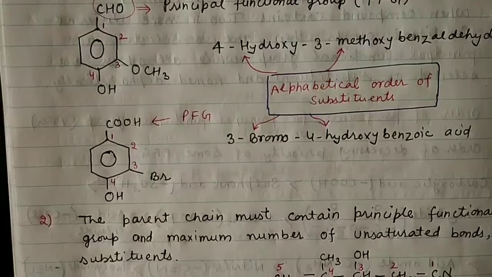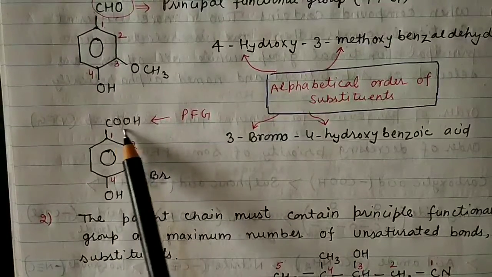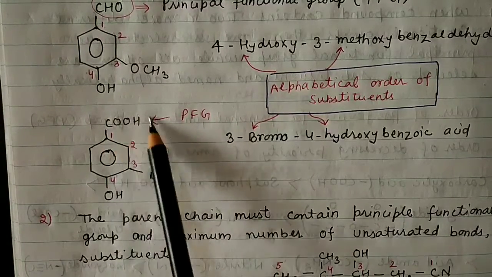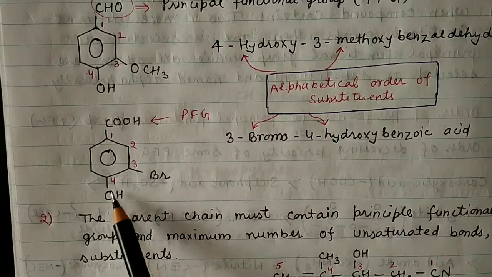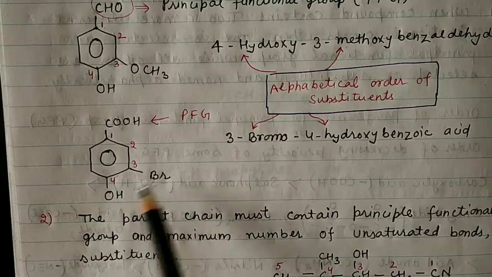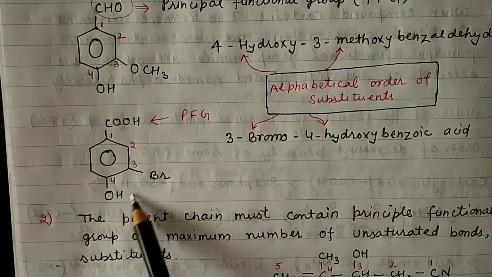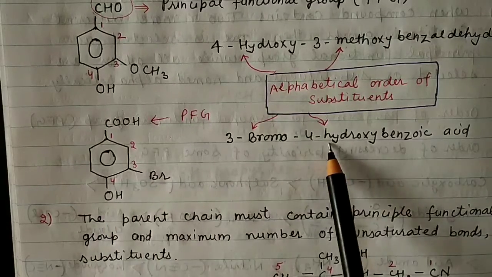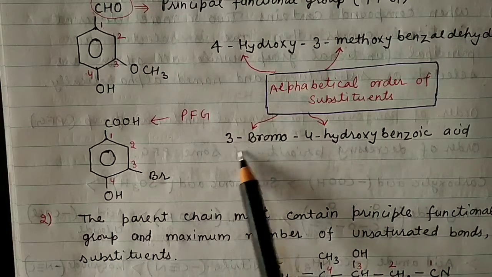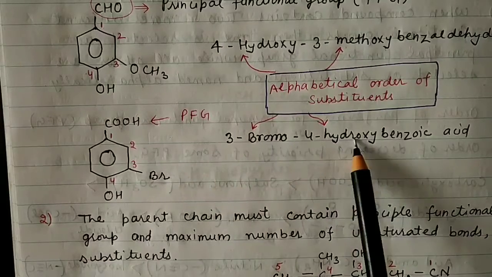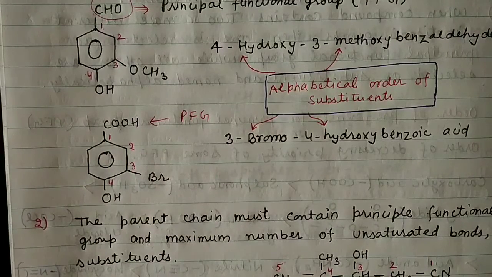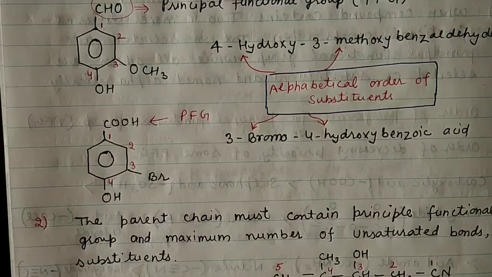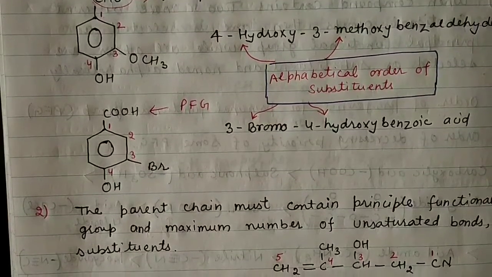Like this, for carboxylic acid, this must be given the top priority, that is 1. Thereafter this is at 3 position, this is at 4th position. Again bromo comes first, and hydroxy, H, comes after B. So this is 3-bromo-4-hydroxy benzoic acid. The parent chain must contain the principal functional group and the maximum number of unsaturated bonds.